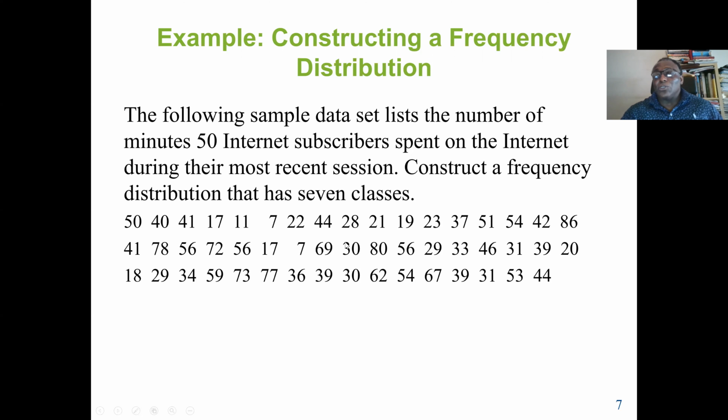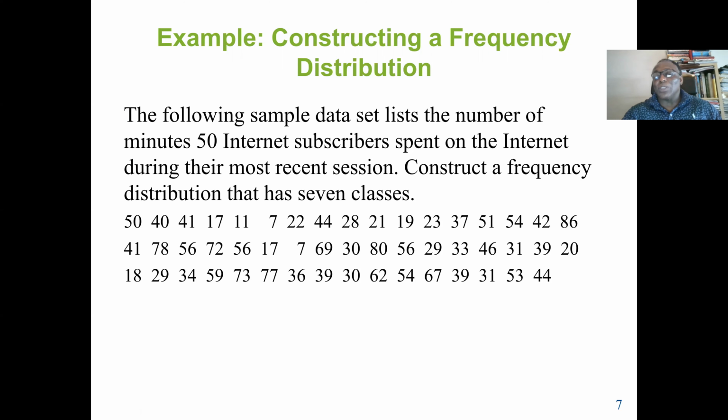Now the second step is to do what? It is to get our range. The range means we look for the lowest value and the highest value here, which are the minutes. Find the difference of the two, and that will give you the range. Then we divide by 7. When we divide by 7, that will give us the class width.